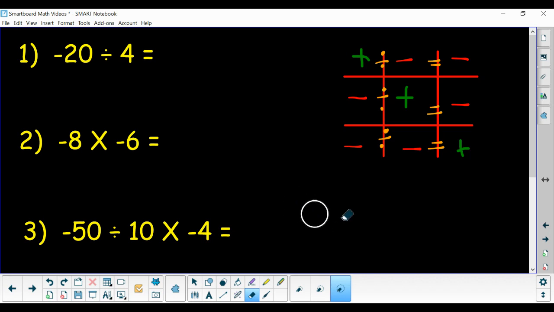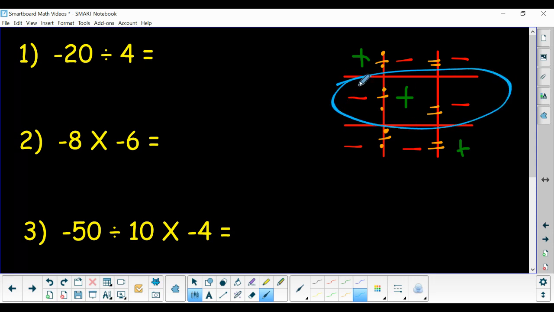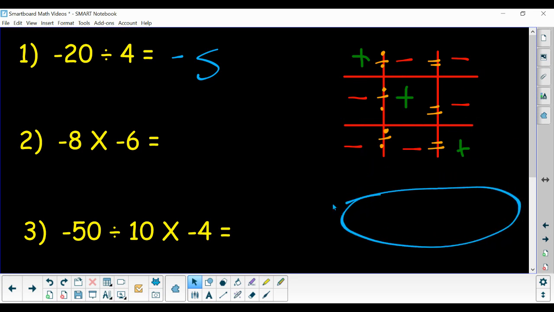Let's apply the tic-tac-toe table to what we just wrote down. So right here I have a negative divided by a positive. So I look over here where I have a negative first, then followed by a positive. Well, there it is. A negative divided by a positive equals a negative answer. So over here, it's going to be negative 5. Your answer should be a negative answer. That's how it works. Let's keep going down the line.